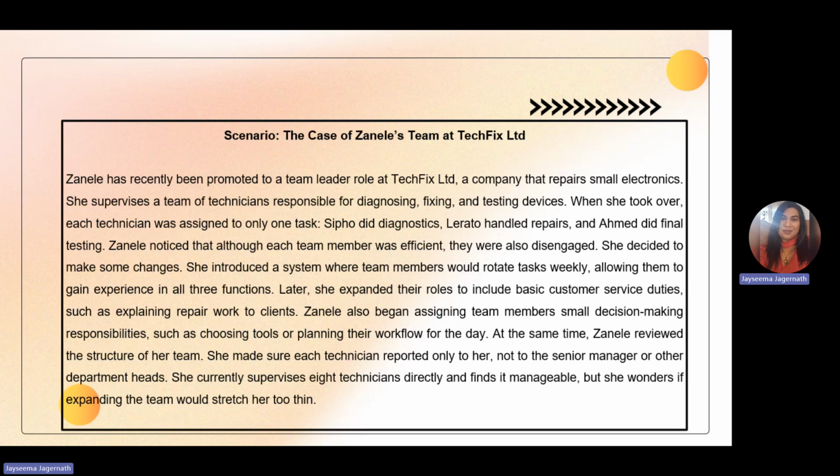So if you look at the scenario that I have up on the screen, it says Zanele has recently been promoted to a team leader role at KexFix Ltd, a company that repairs small electronics. She supervises a team of technicians responsible for diagnosing, fixing, and testing devices. When she took over, each technician was assigned only to one task. Sipho did diagnostics, Lorato handled repairs, and Ahmed did final testing. Zanele noticed that although each team member was efficient, they were also disengaged. She decided to make some changes.